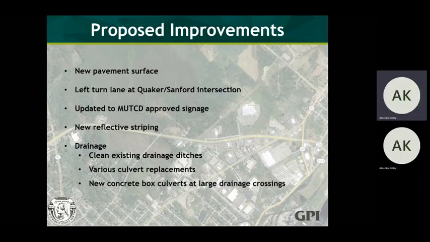Drainage improvements will include cleaning existing drainage ditches and many culvert replacements. In some locations, we'll need to use concrete box culverts where there's larger drainage crossings. These culvert replacements are for culverts crossing perpendicularly under Quaker Road.